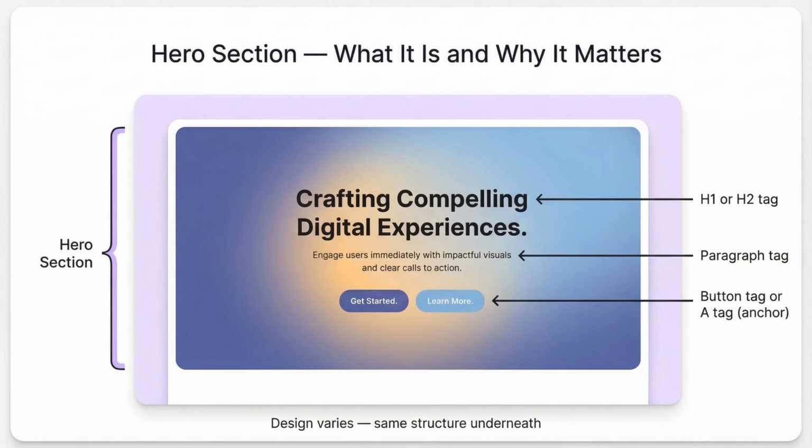Looking at the structure underneath the design, it's straightforward. The headline is an H1 or H2 tag. The supporting text is a paragraph tag. The call to action buttons can be either actual button tags or anchor tags styled to look like buttons. The instructor notes that while the visual design may differ between projects, the underlying HTML structure is almost always the same.